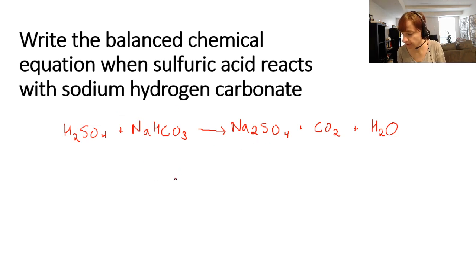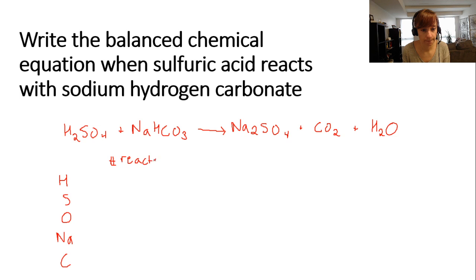Now, to balance this out, there are a lot of elements in this chemical equation that need to be kept track of, so I'm going to make a little chart. We have hydrogen, sulfur, oxygen, sodium, and carbon. The number of each on the reactant side and the number on the product side. I'll draw that further down.